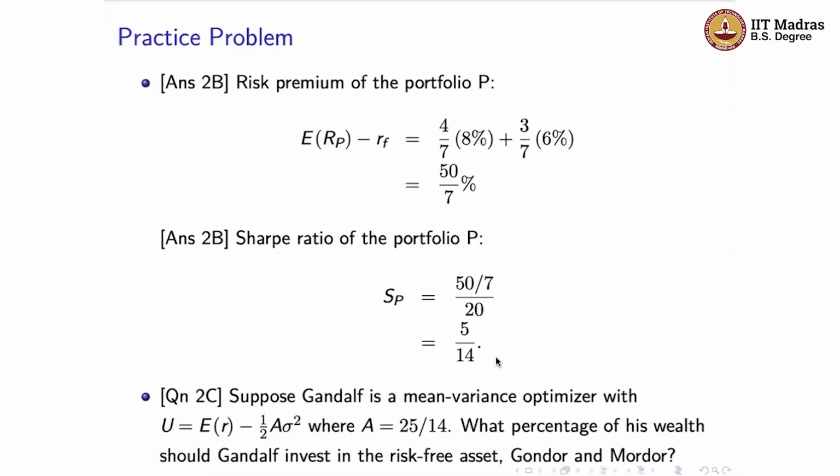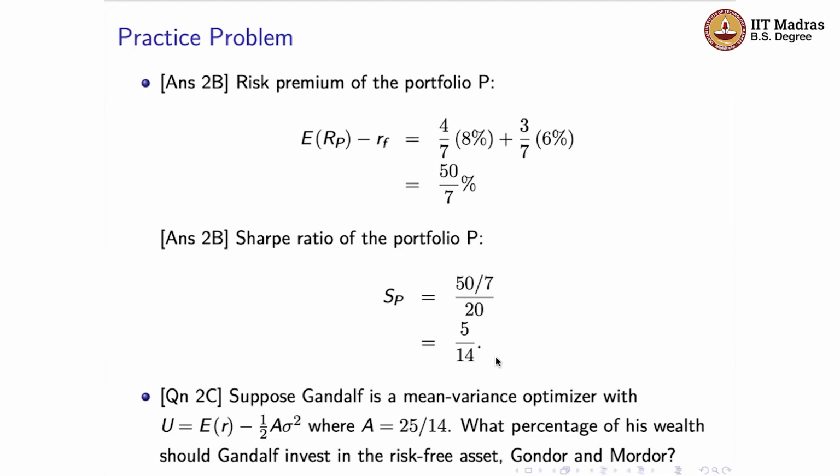Okay, now let's think about the choice problem. Suppose that Gandalf is a mean variance optimizer with our usual utility function. And suppose the value of A for Gandalf is 25 by 14. The question is, what's the percentage of the wealth that Gandalf should invest in the risk-free asset and the two risky assets, Gondor and Mordor?